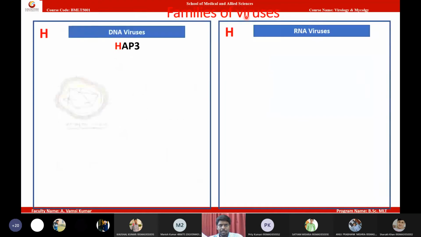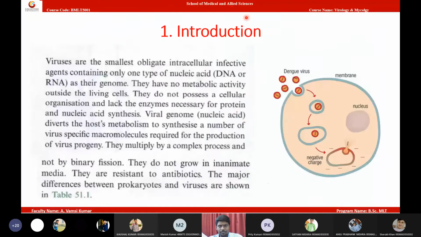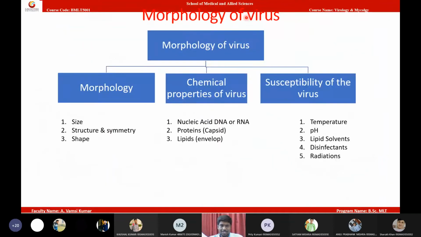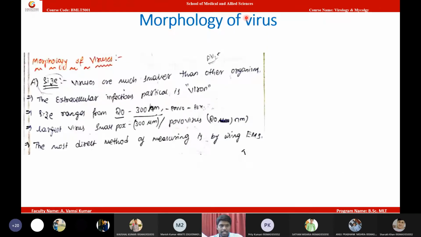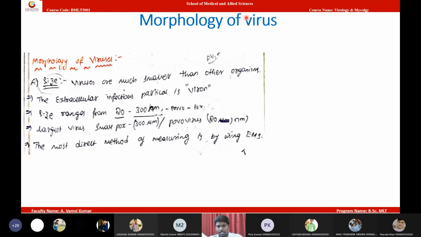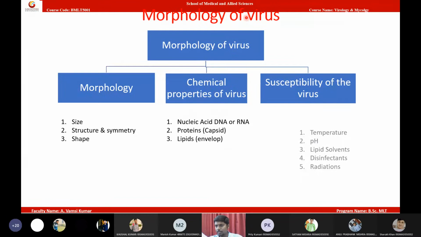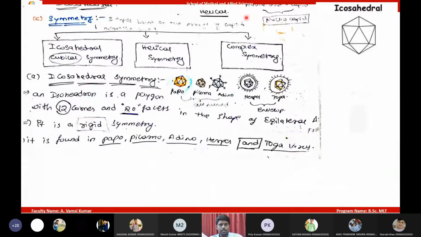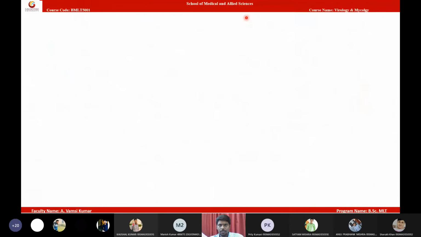Then we discussed the classification, then the short introduction, then morphology. Morphology we broke down into morphology, chemical properties, and susceptibilities. In morphology, we discussed their size, shape, symmetry, nuclear properties, and chemical properties like nucleic acid, proteins, and lipids. We even discussed viral susceptibilities like temperature resistance, pH resistance, lipid solvents, disinfectants, and radiation resistance. So this is all about the morphology of the viruses.